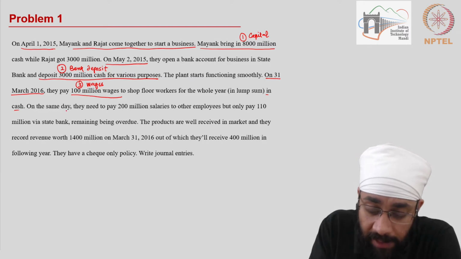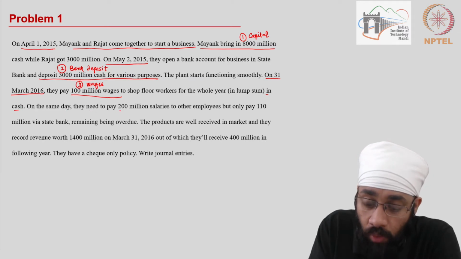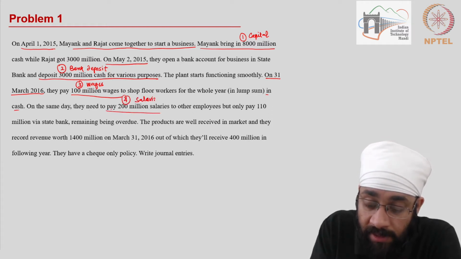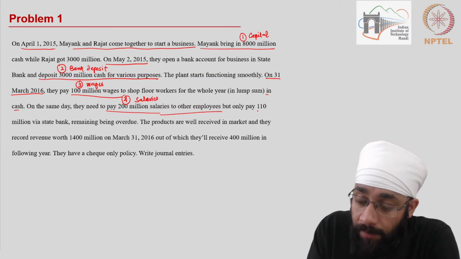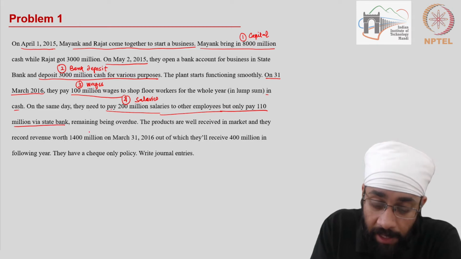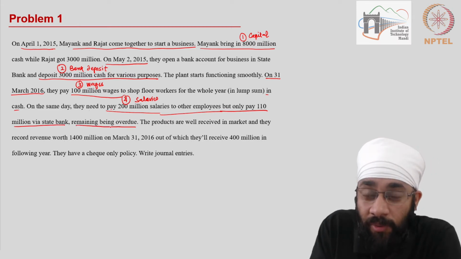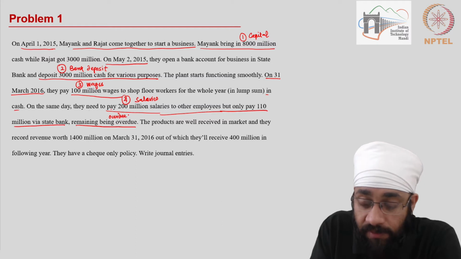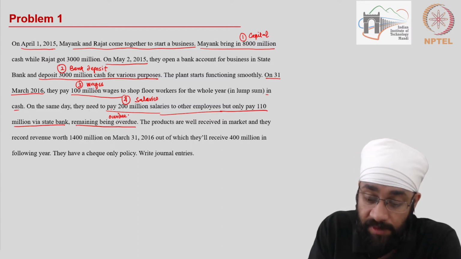On the same day, they need to pay 200 million salaries to other employees. Okay, so point 4, you are paying salaries, but only 110 million via the bank account and the remaining being overdue. And I'm going to club it in transaction 4 only. Salaries have been paid and salaries are overdue. This is another transaction for me. I'll write a complex journal entry for this.